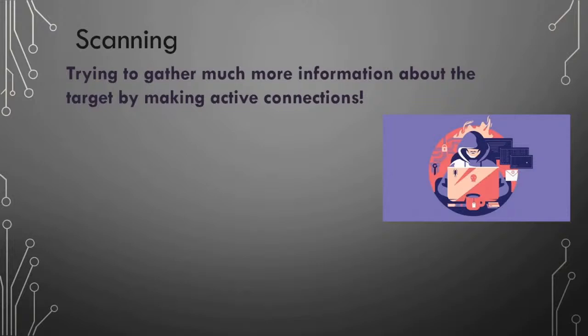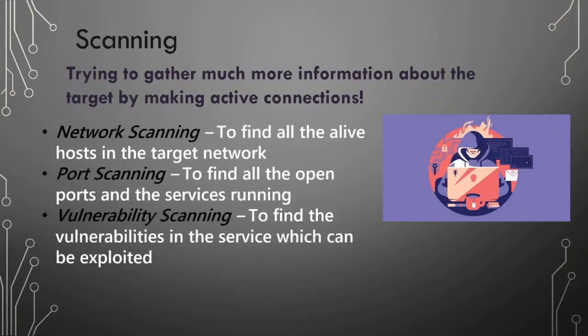Now, when we talk about scanning or enumeration, there are 3 types of them. There's network scanning, then port scanning, and finally vulnerability scanning. In network scanning, we try to figure out what devices are active on the target network. What operating systems are they using, what servers are available, what client operating systems are there.